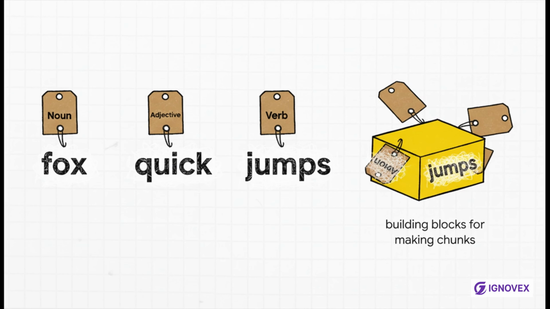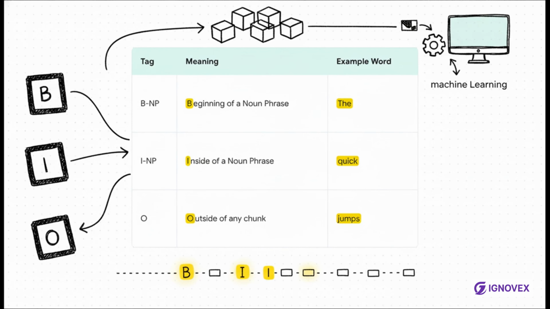Fox gets tagged as a noun, quick as an adjective, jumps as a verb. You can think of these tags as the basic ingredients the computer needs to start cooking up chunks. So how does the machine use those tags to find the chunks? Well, a really common method is something called the BIO tagging scheme.